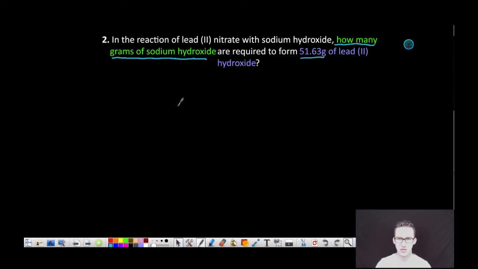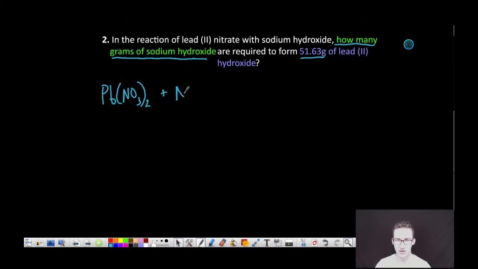All right, now as we think about solving this problem, we should notice that we're missing a balanced chemical equation. So our very first step to solve this problem is to figure out what that balanced chemical equation might look like. If we remember our nomenclature, lead(II) nitrate here is going to look something like this.